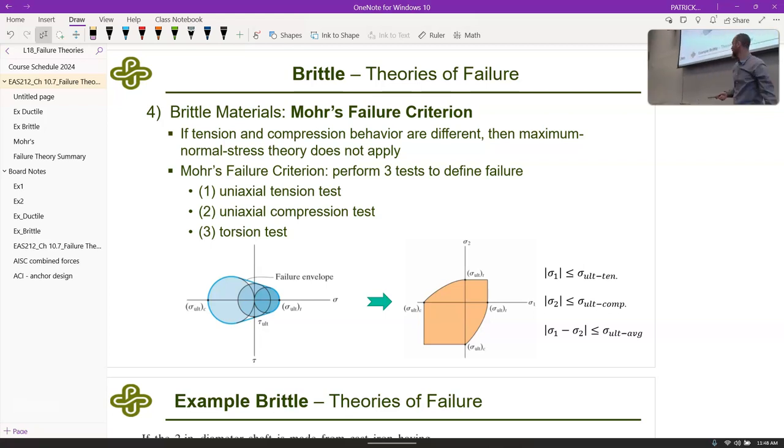And if we look at that failure envelope as a plot of sigma 1, sigma 2 like the others, you get this. It's just slightly distorted versus the other ones we look at because the tension capacity is going to be different than the compression capacity. So you can either evaluate it here on the plot, or if you want to evaluate it based on equations, these are your criteria. Your max normal has got to be less than or equal to your ultimate tension capacity. Your max compressive has to be less than or equal to your max compressive stress. And the difference between the two would be the risk range.